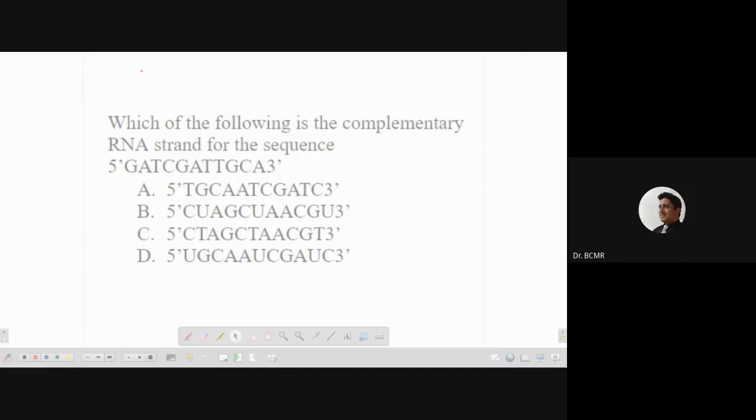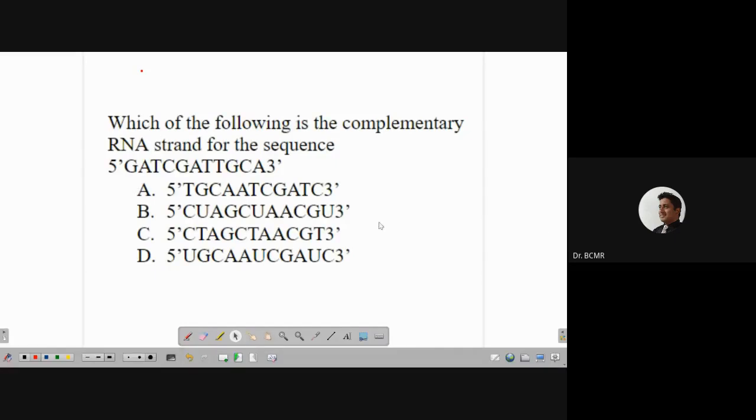Can you explain why? G is paired with C and A is paired with U because it's an RNA sequence. That's right. I think we already did this exact same question.